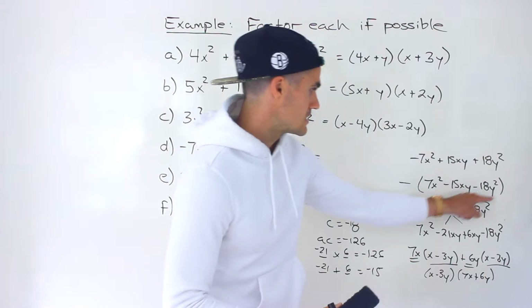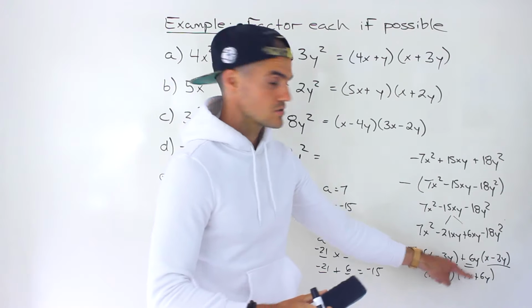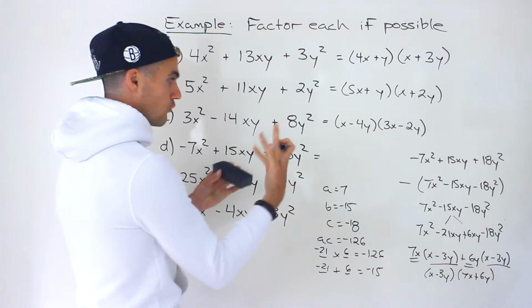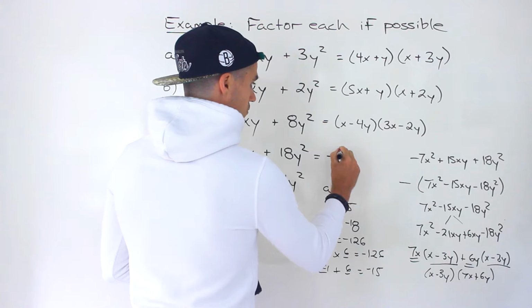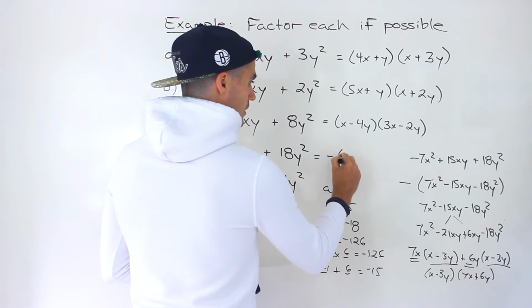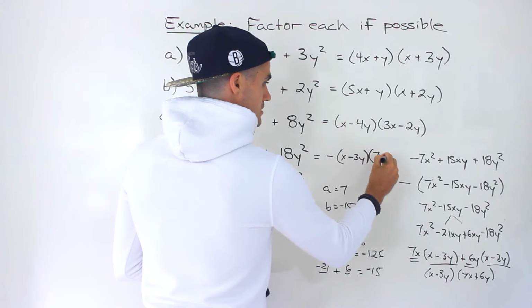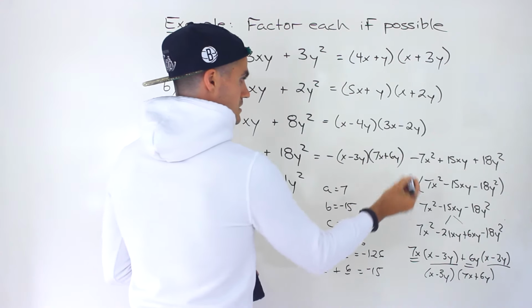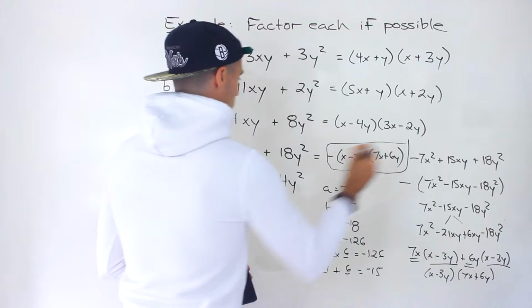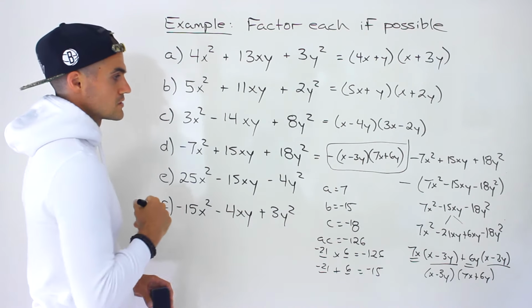Remember that it was this bracket that factors into those two, but we still have that negative for the overall expression. So the final answer would be negative bracket x minus 3y bracket 7x plus 6y, like that. Right? That would be the answer for part D.